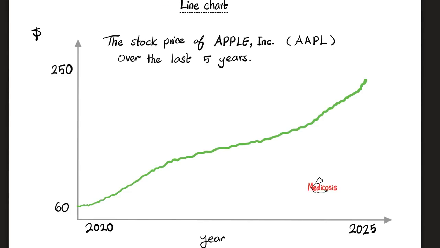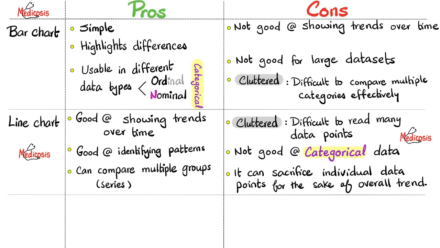Next, the line chart. Here's the horizontal axis, which is the year, and here's the vertical axis, which is the stock price. This line, hence line chart, is going to show us the price of Apple Incorporated, ticker symbol AAPL, over the last 5 years. Can we see the trend here? Yes, it's trending upwards. Thank you, line chart. So line charts can show us trends over time. They are good at identifying patterns and trends over time.